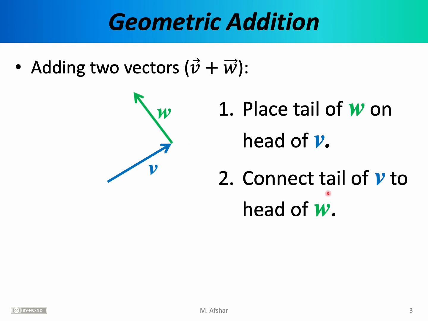Step 2 instructs us to connect the tail of v to the head of w. In other words, we're going to basically connect the remaining open ends of these vectors, and the vector that we obtain in this manner is the sum that we're looking for. So vector v plus w is simply the tail of v connected to the head of w.